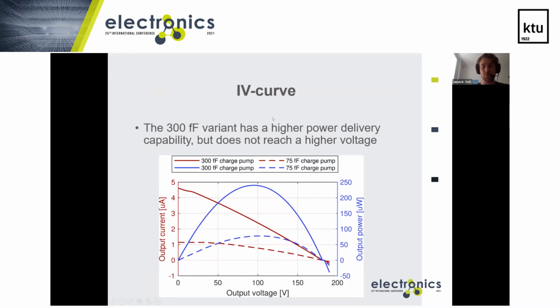So the 75 femtofarad variant is more sensitive to parasitic capacitances than the 300 femtofarad variant. Looking at the power delivery capability of the two charge pumps, it can be observed that the 300 femtofarad variant can supply almost 3 times as much power as the 75 femtofarad version, 240 microwatts versus 80 microwatts. But even though the 300 femtofarad charge pump can deliver more power, it cannot reach a higher output voltage than the 75 femtofarad charge pump. So the problem is not about delivering power to the load, but about parasitic capacitances reducing the voltage gain of the charge pumps.